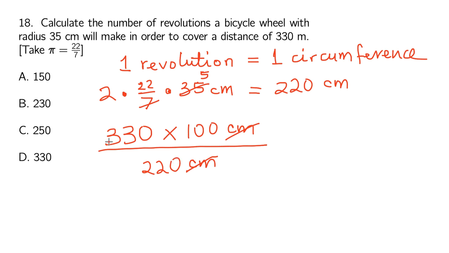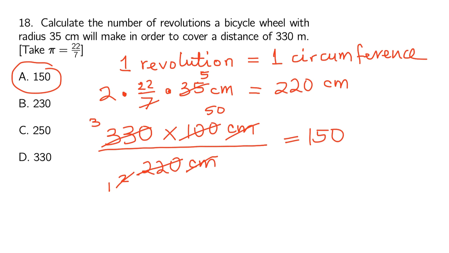We can divide this by that. If you divide both by 110, you will get that, and then you have a 2 here, you divide that, you get 50. So this gives you 150, and that's our answer.